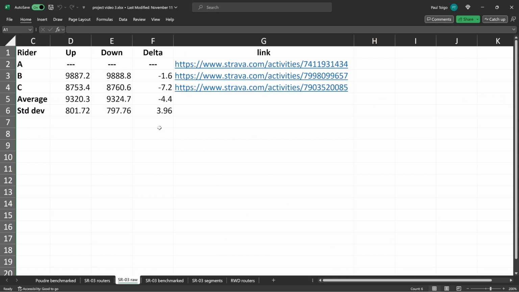Writer A did a serious shortcut of the course. Therefore, I could only use 2 of the activities for the full length of the course. These 2 activities averaged 9,320 meters of climbing.